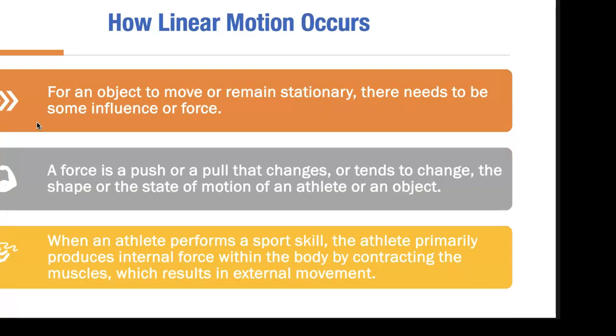So linear motion occurs when an object moves or remains stationary. There needs to be some sort of influence or force. Usually that's the muscles throwing or moving the object. A force is a push or a pull that changes or tends to change the shape or state of motion of the athlete or an object. So either your muscles moving the ball, or maybe the object you're swinging hitting the ball. When an athlete performs a sports skill, the athlete primarily produces internal forces within the body by contracting muscles, which result in the external movements that you have.